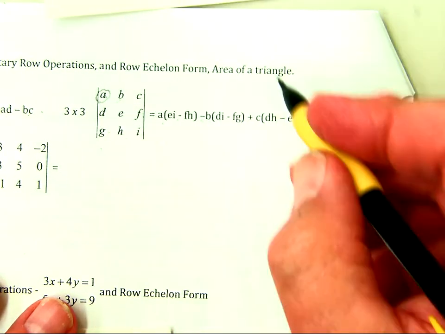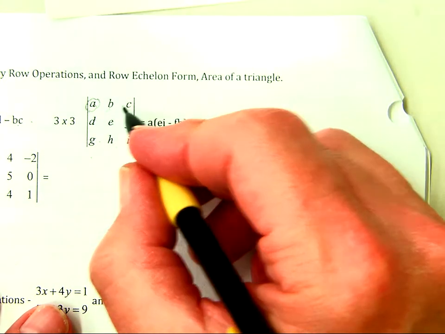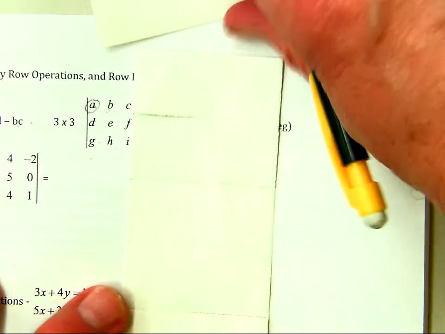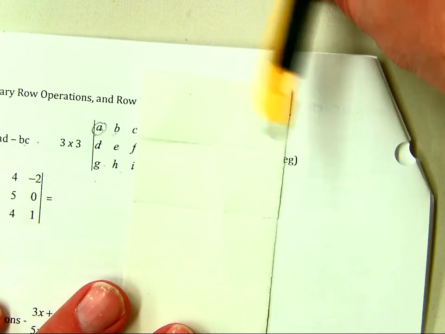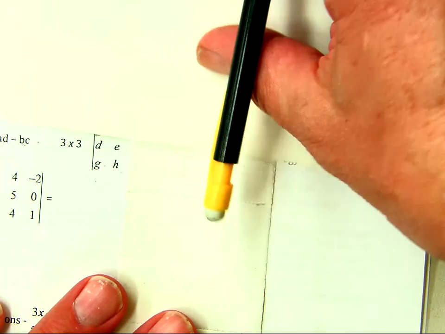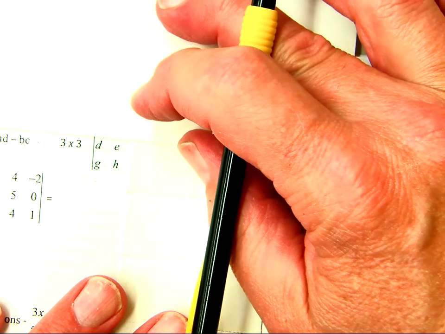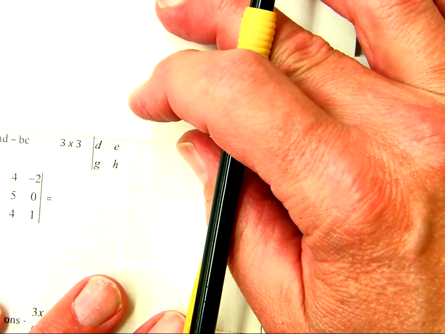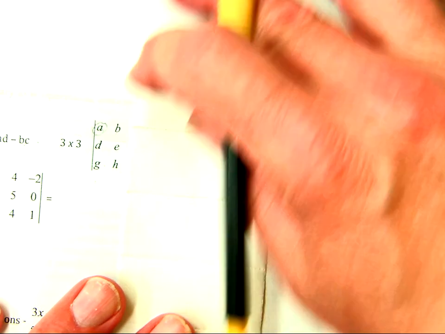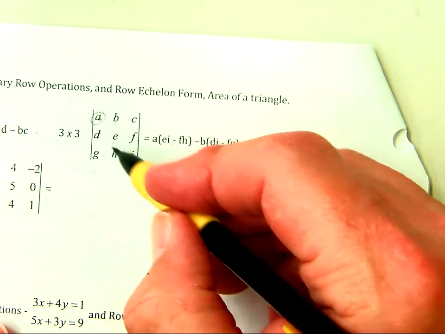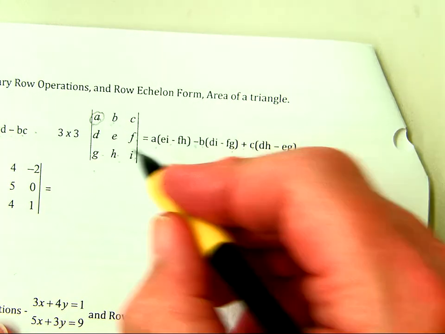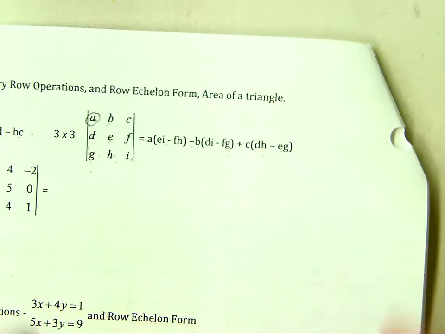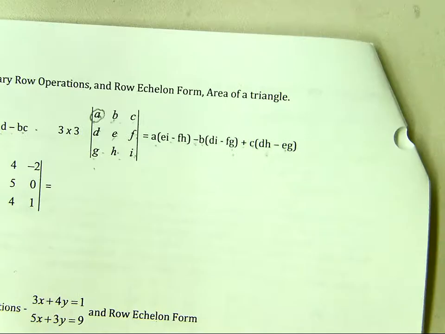Now we move over to the third one. It's plus the third one, so plus C. Now if we block out those, C is in the third column, so I block that off. It's still in the first row. Those 4, D, E, G, H, the left 4, we're going to do the determinant of those. So D times H minus E times G. That's the determinant of a 3 by 3.